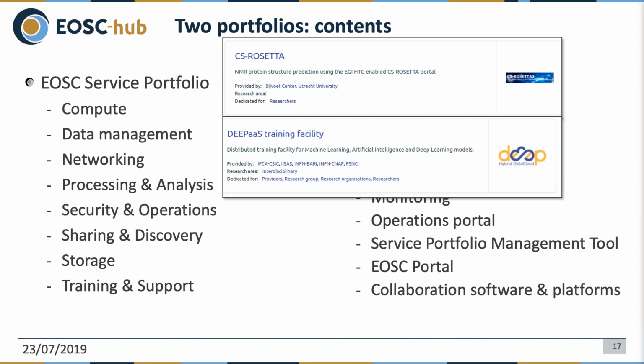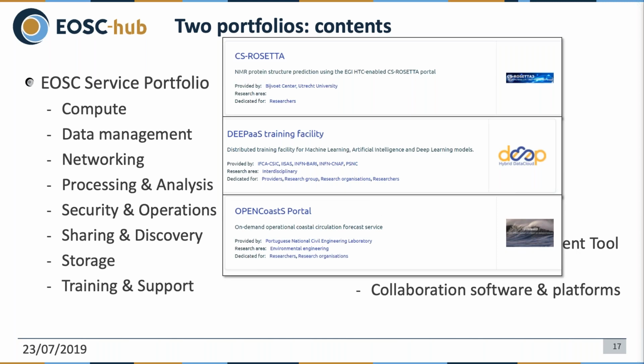DPAS training facility, I actually onboarded this one pretty recently. This is a common service. This is not for a specific community, but is a distributed training facility for machine learning, artificial intelligence, and deep learning models. So they have a way to basically train your machine learning systems using their experience. This could be used by anyone who wants to use these techniques with their data, whatever the discipline.